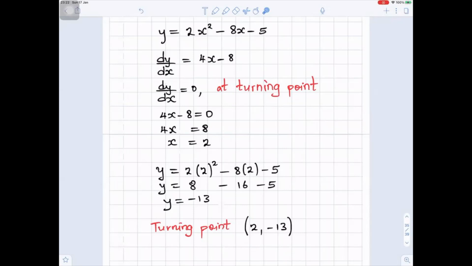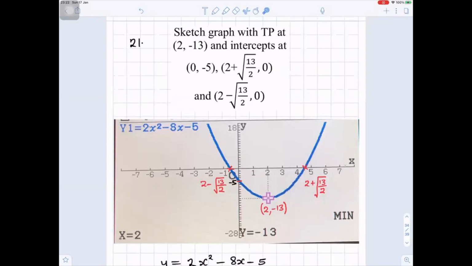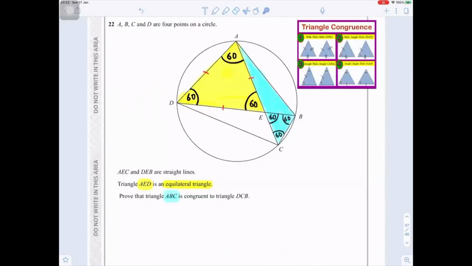So you get the turning point by differentiating and solving dy over dx equals 0 to get x, and substitute that value to get y, to get the turning point 2, minus 13. Or you can complete the square and use that formula to pick which one is the turning point. So that's what your graph will look like for question number 21. Question number 22.